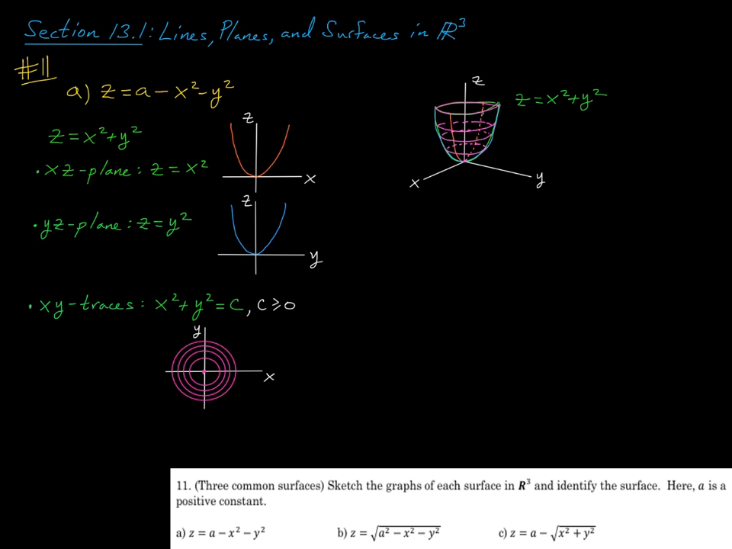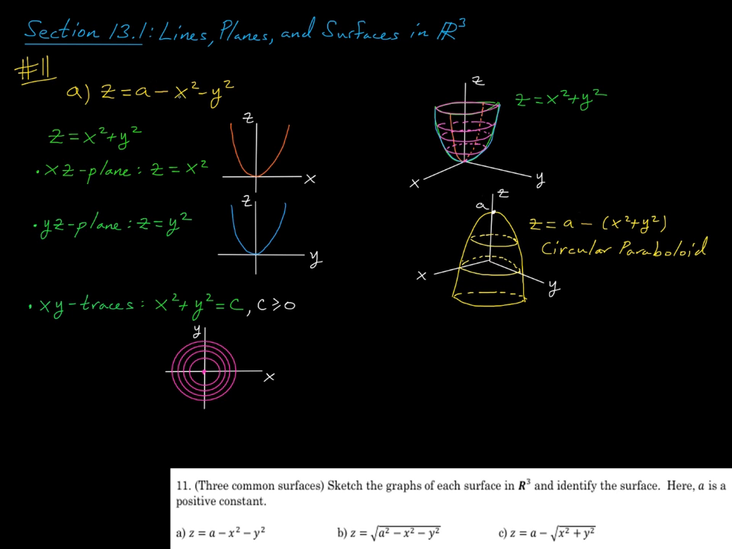Now how can I use that to sketch the graph of the surface given in the question? The key is just to note that the equation given in the problem can be written as z is equal to a minus the quantity x squared plus y squared. So what is this? The negative in front of the quantity x squared plus y squared is going to take this parabolic bowl and flip it upside down. And now this a, what's that going to do? It's just going to slide the bowl up a units along the z-axis. And that gives us this circular paraboloid that you see here in yellow. Cool. All right, so that's part A.